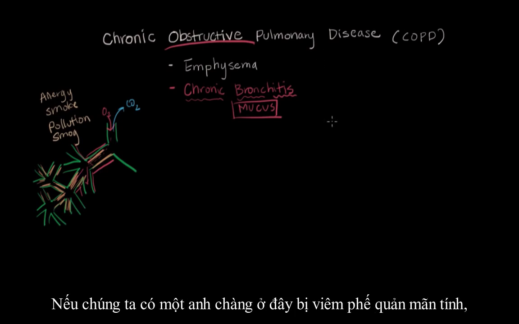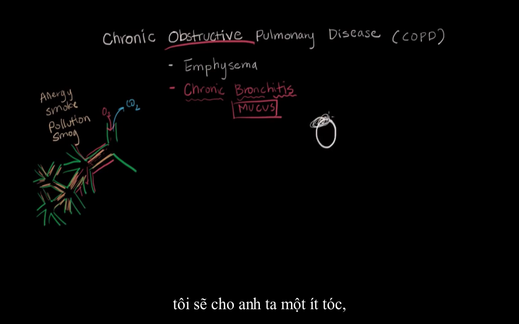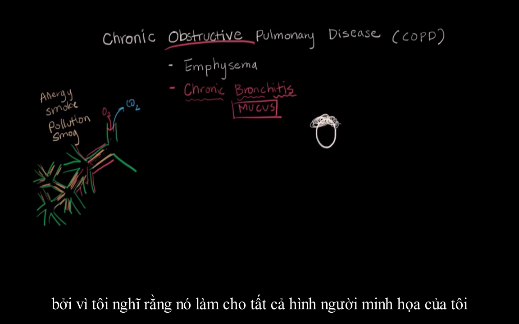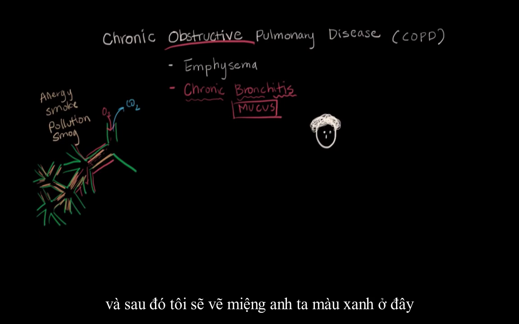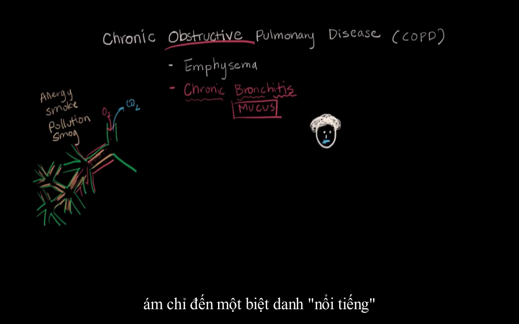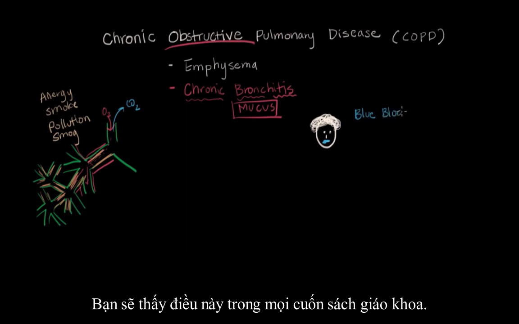So if we have a guy here with chronic bronchitis, I'm going to give him some hair because I just think it makes all my stick figures look a little better. Here we go. He has a big fro. Let's call him Robert or Bob. Give us some eyes. And I'm going to draw his mouth in blue here. It's referring to an infamous nickname that people with chronic bronchitis have. They're called blue bloaters. And you'll see this in every textbook.